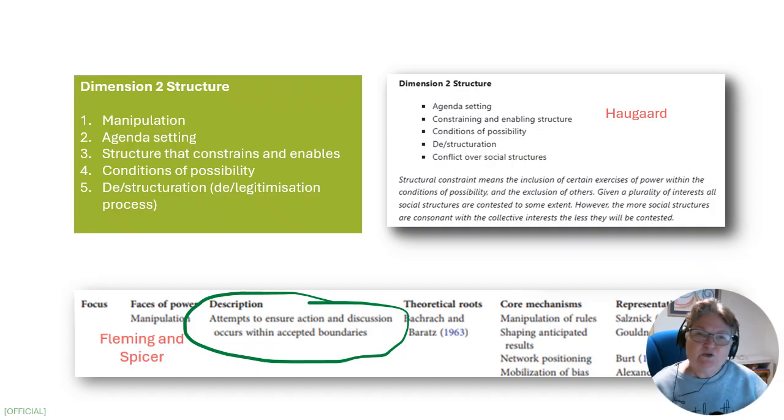Dimension 2 power is when you're the person who sets the conditions of possibility. So you're the one who says, nope, not that, like that. You can choose between these things. And there's also this idea of structuration and destructuration, which I will talk to you about. So this one is attempts to ensure that action and discussion occur within accepted boundaries. But who decides the boundaries?